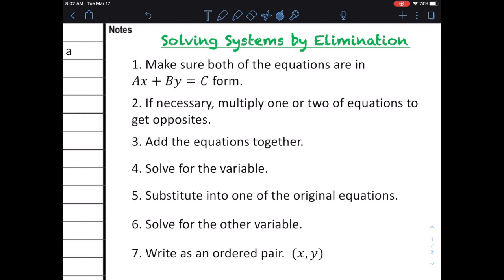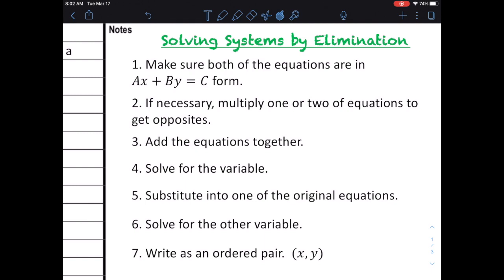Today we are going to just go over quickly how we solve systems by elimination. Firstly, make sure all your equations are in ax plus by equals c form, standard form. And then really after that, you're just looking at how do I get opposites? And sometimes that might mean you don't need to do anything at all. You might already have opposites.